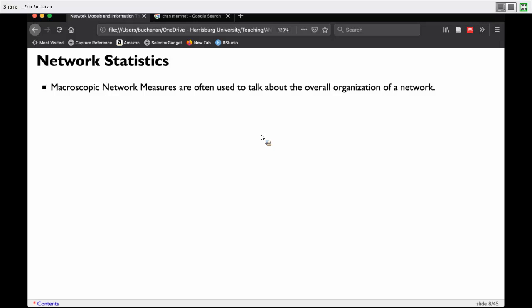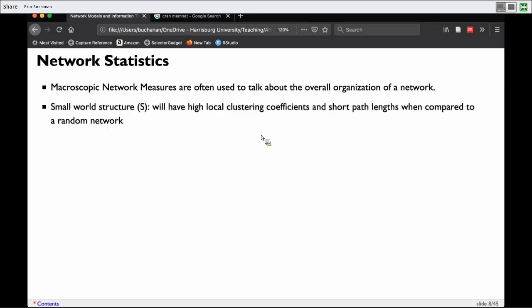So those are microscopic views where you focus on one node at a time. A macroscopic view is when you talk about just the overall network. And so I love the way this is denoted, small world structure, but it reminds me of a different project where people were calculating what might be considered edges, which is the small world of words. But small world structure is a network that has many high local clustering coefficients and many short path lengths.